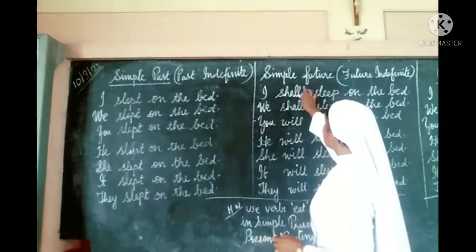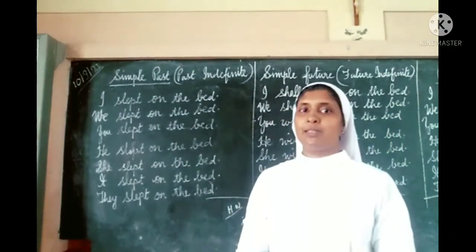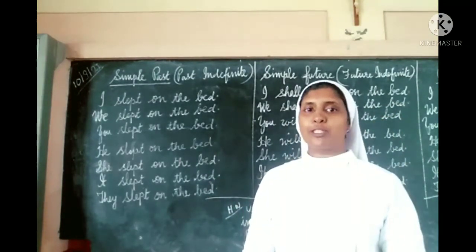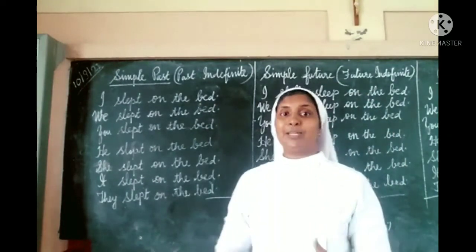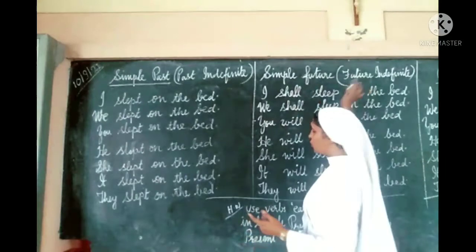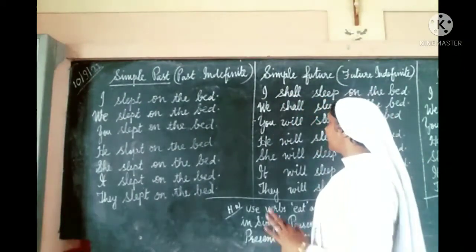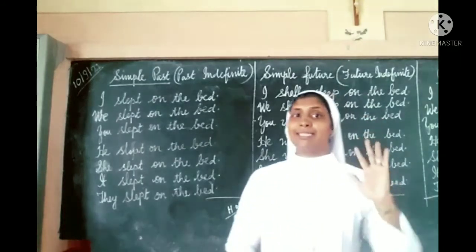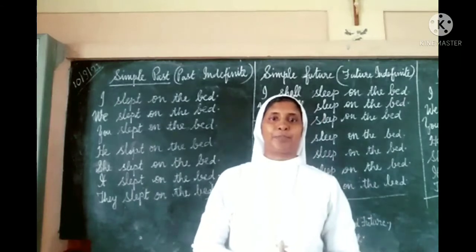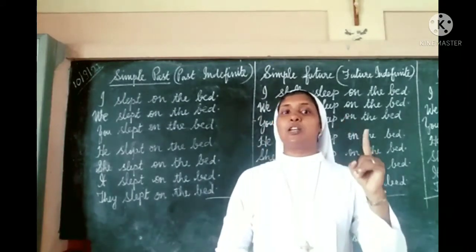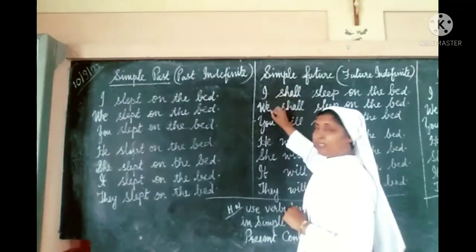Now we have simple future tense. Making a comparative study will clarify all your doubts. Now we have learned simple present tense and simple past tense. Let us see simple future tense, also known as future indefinite tense. In the future tense, when we hear it is future, we have to use shall or will, along with the first person singular and plural. First person singular and plural are I and we.